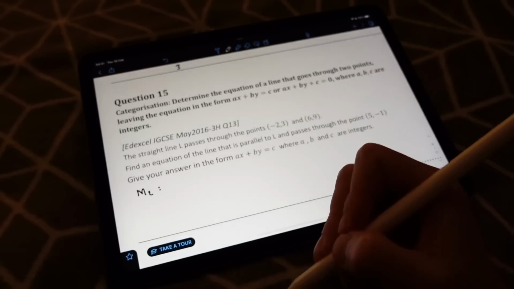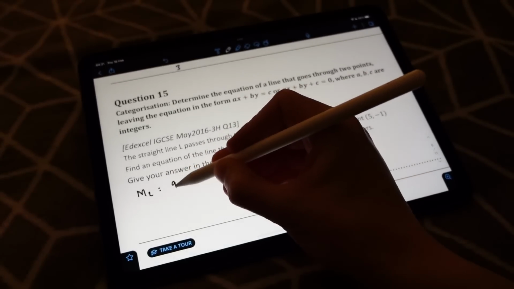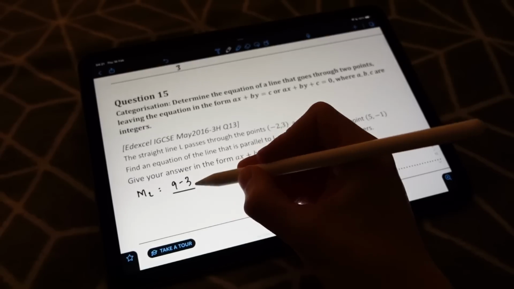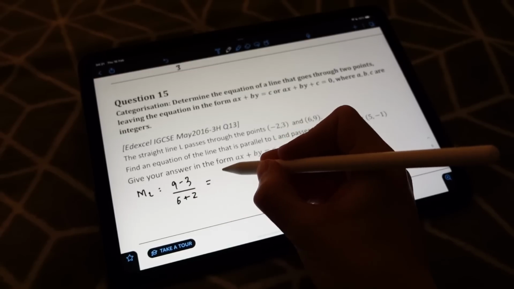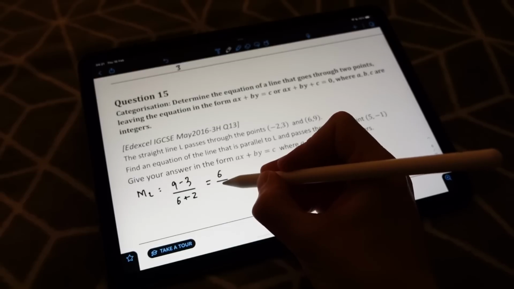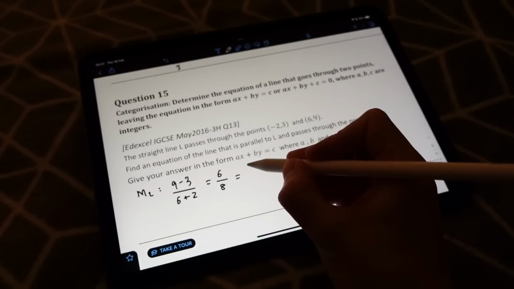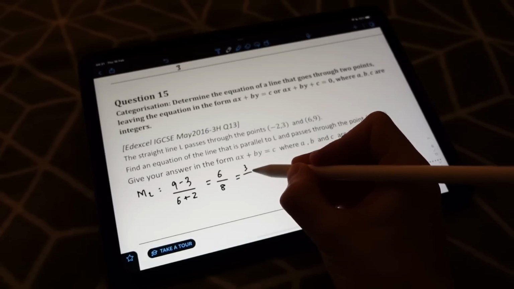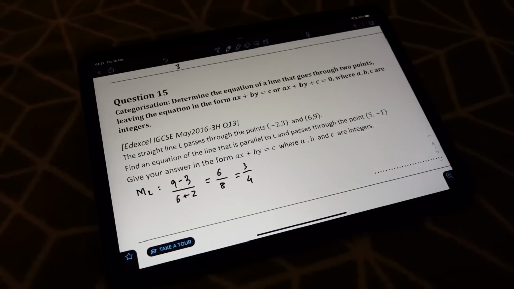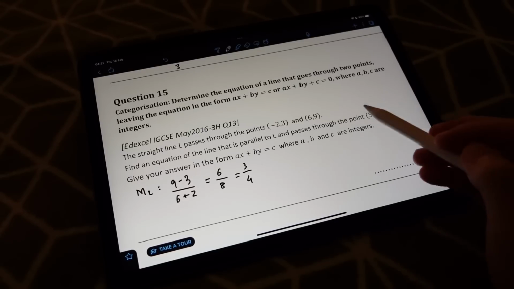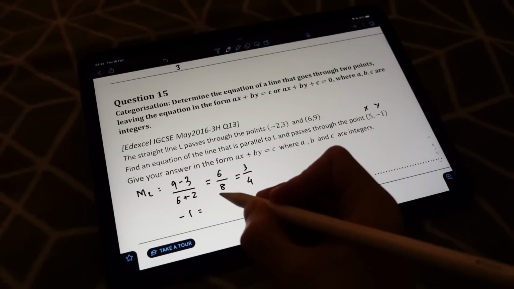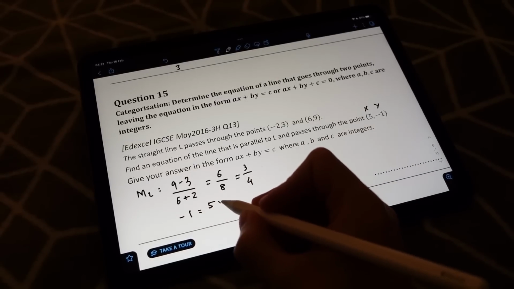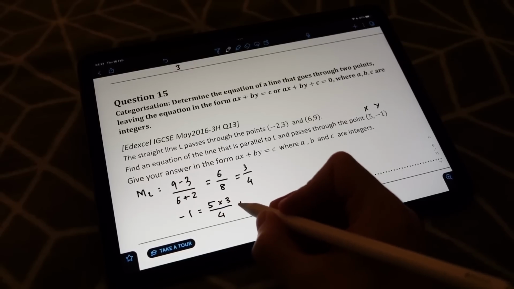So gradient of L is going to equal 9 subtract 3 divided by 6 subtract negative 2, so plus 2, which is going to equal 6 over 8, which is 3 quarters. So the corresponding parallel line has the same gradient. And then put it with this point here, where this is x and this is y. We get negative 1 is equal to 5 times 3 divided by 4 plus c.